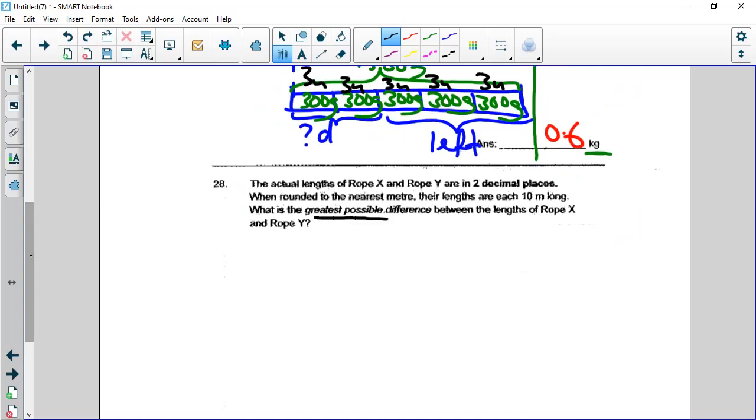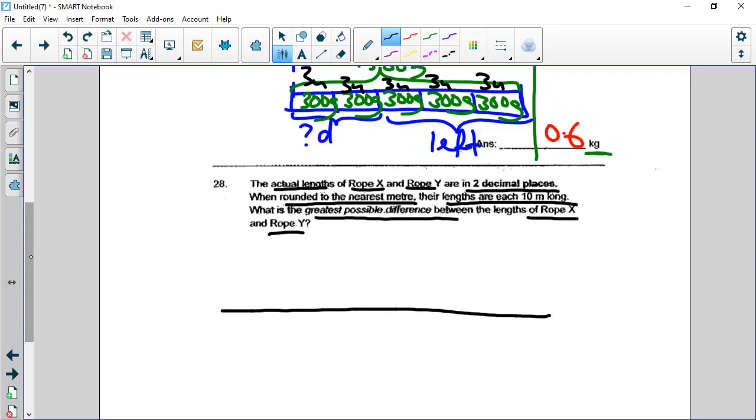How do you find the greatest possible difference between the length of rope X and rope Y? The actual lengths of rope X and rope Y are in 2 decimal places. When rounded to the nearest meter, their lengths are each 10 meters. So what is the greatest possible difference? You must take the biggest possible length minus the smallest possible length.